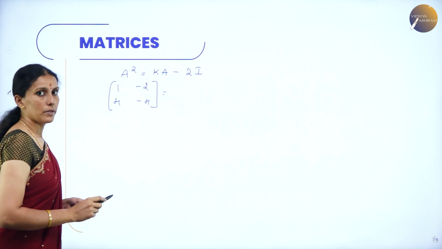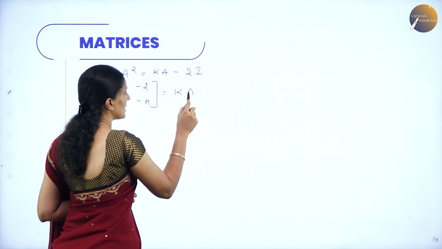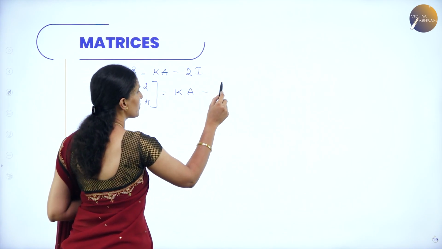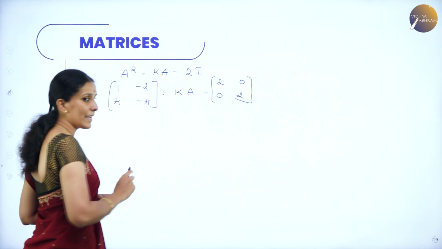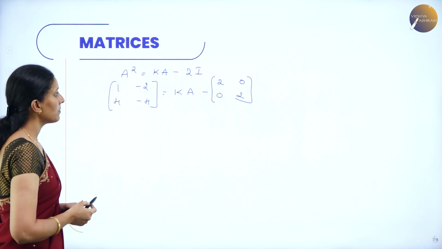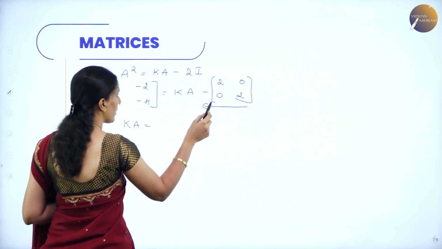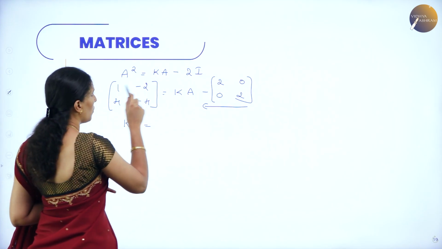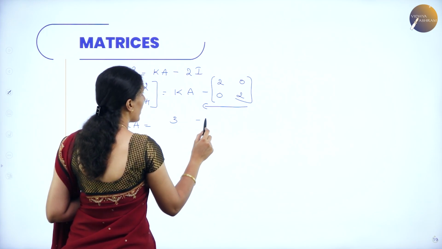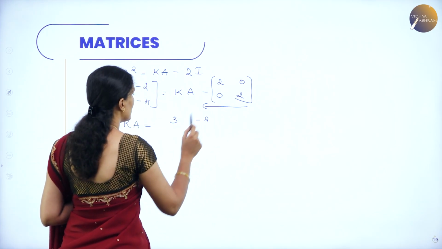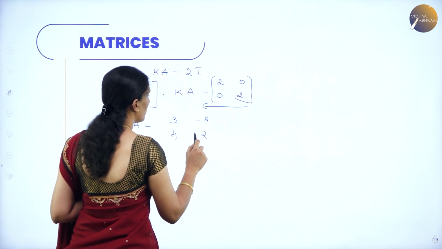So kA, here we have k into A. Let's write kA as it is here. So minus 2 into I, what does it become? 2, 0, 0, 2, because I is 1, 0, 0, 1, and when you multiply by 2 it becomes 2, 0, 0, 2. Now we get kA is equal to, when you shift this matrix here, it will add. So 1 plus 2 is 3, minus 2 plus 0 is minus 2, 4 plus 0 is 4, minus 4 plus 2 is minus 2.